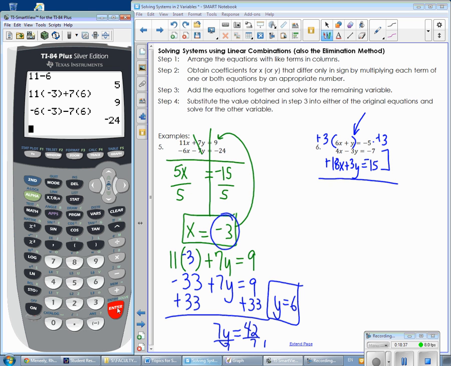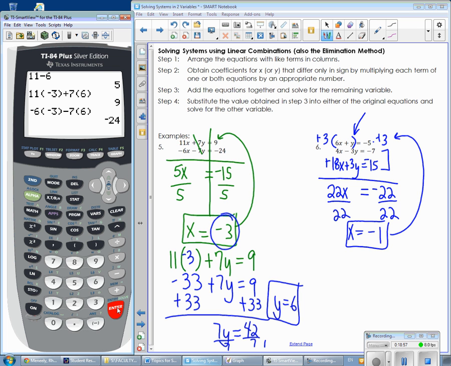And I'm going to have a 4x plus 18x, which is going to give me a 22x. The y's are going to cancel, and negative 7 and a negative 15, when I put them together, gives me a negative 22. When I divide both sides by 22, I get that x is equal to negative 1. And now that I have x, I can plug it into either equation.